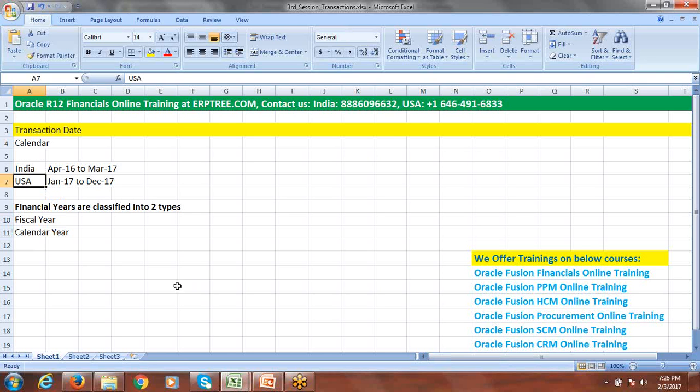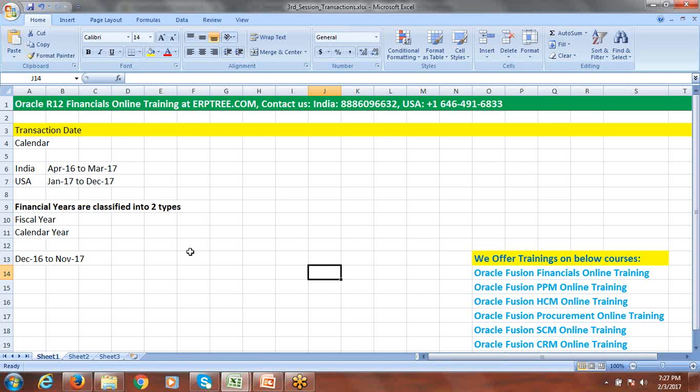And if I say there is one country whose financial year starts December 16 and ends November 17. Anyone, please tell me, which type of year is this? We have two types of years. Fiscal year. Why are we calling it fiscal year?